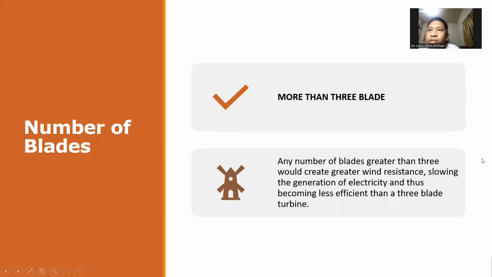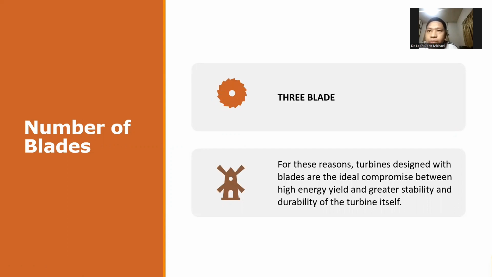More than 3 blades. Any number of blades greater than 3 would create greater wind resistance. Mas malaki na yung wind resistance, mas malaki na yung drag, slowing the generation of electricity and thus becoming less efficient than a 3-blade turbine. Next. 3 blade. For this reason, a turbine designed with 3 blades is the ideal compromise between high energy and greater stability and durability of the turbine itself. Sinabi ko na umpisa, 3 blade yung pinaka efficient, pinaka maganda.